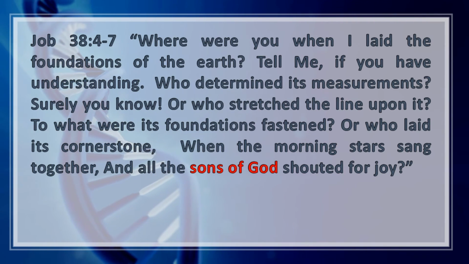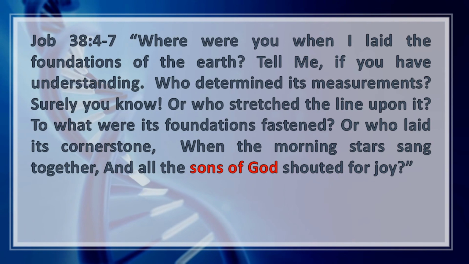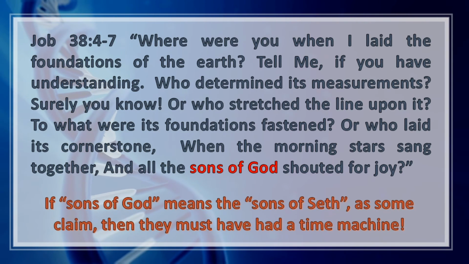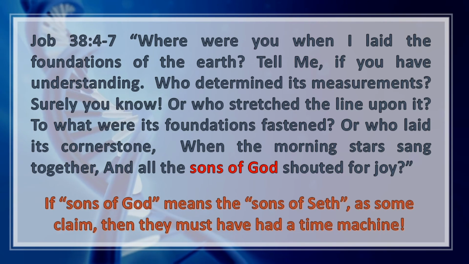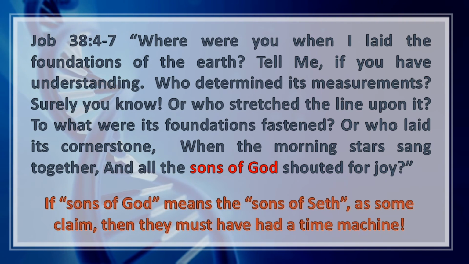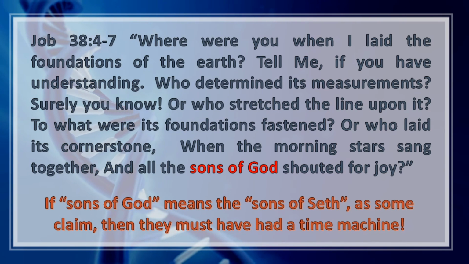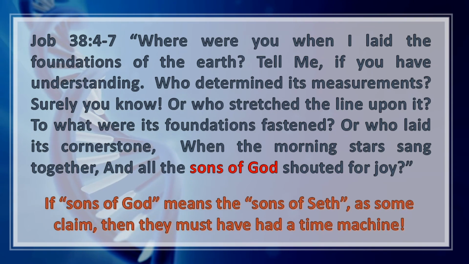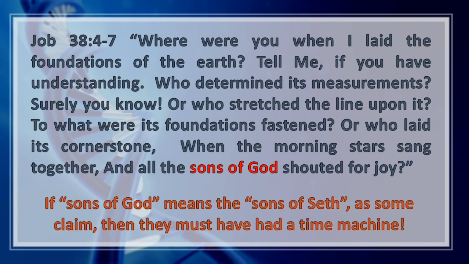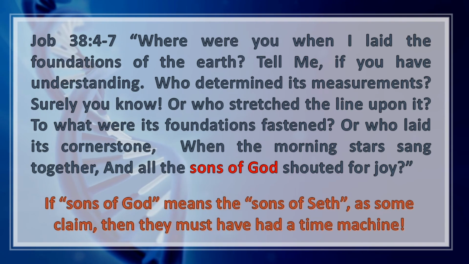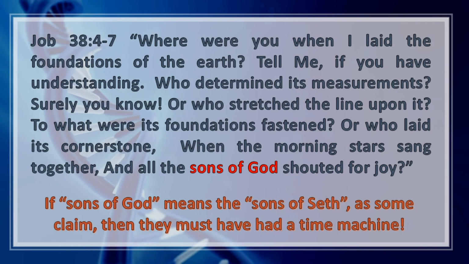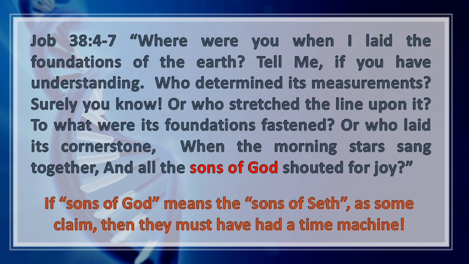So, when God was making the world and laying the foundations of the earth, the sons of God were there shouting for joy. If the sons of God actually means the sons of Seth, as some claim, then they must have had a time machine in the days before the flood, because this verse talks about when God was making the earth before he made Adam. God was laying the foundations of the earth and forming it in this passage. So this is clearly before Adam existed. But here we see the exact same Hebrew phrase for the sons of God used to describe the beings who were shouting for joy as the earth was made by God. Clearly, without a doubt, the phrase sons of God means the angels, as proved by this passage.